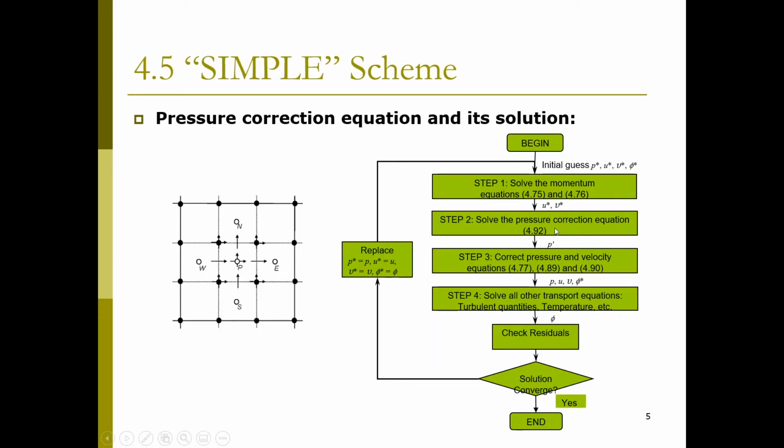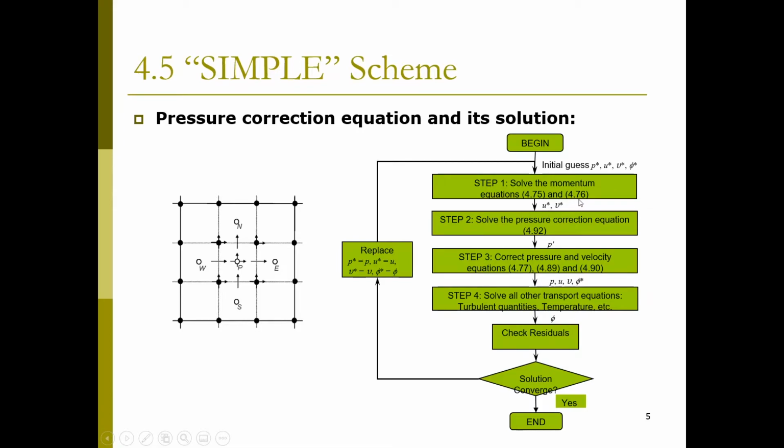And we bring all these values to step 3. From there, we will correct the pressure and velocity. From this, we will obtain P, U, and V. So this, without the superscript, is what we call the correct P, U, and V, only at this moment. And then we bring all these transport properties of phi to step 4.